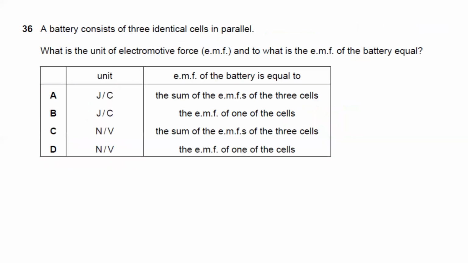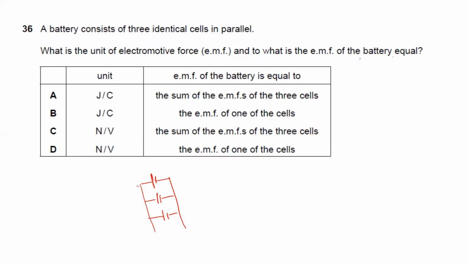Okay, then question 36. It says a battery consists of three identical cells in parallel. So we have three cells. For example, this is one cell, this is two cells, and this is three cells. Now these three cells are in parallel, something like this. What is the unit of electromotive force, and what is the electromotive force of the battery equal to?